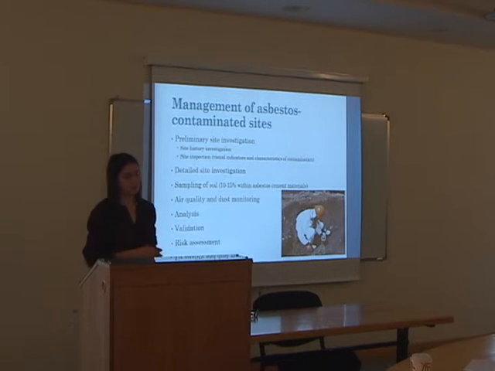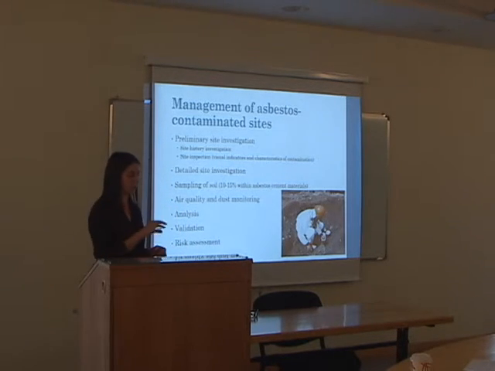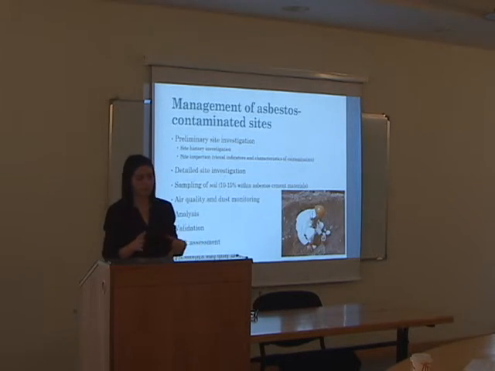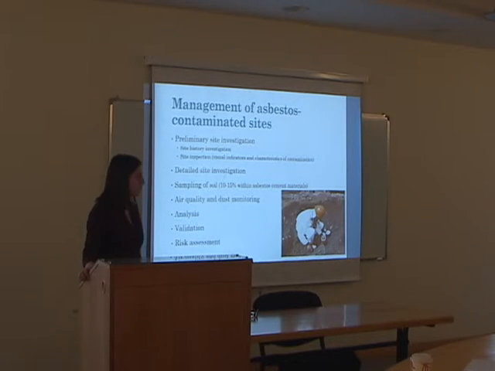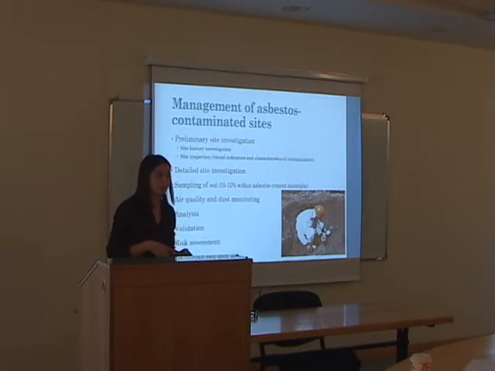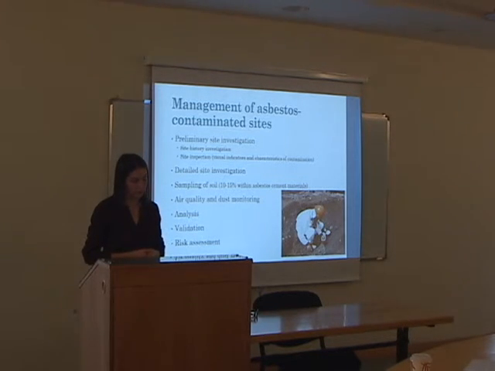And after that, detailed site investigation to see if the materials that they think are asbestos are really asbestos or not. After finding the materials, they do sampling of soils, and usually the asbestos cement materials contain 10 to 20% of asbestos. After the sampling they do it by hand, by tilling, or by excavation, like Bartoli already mentioned.